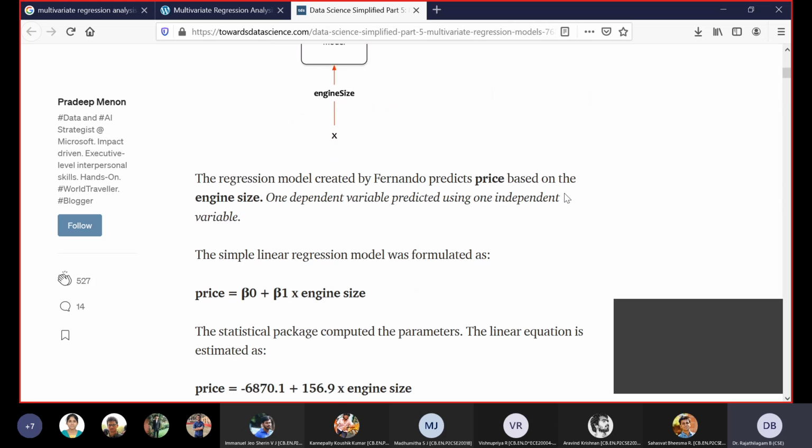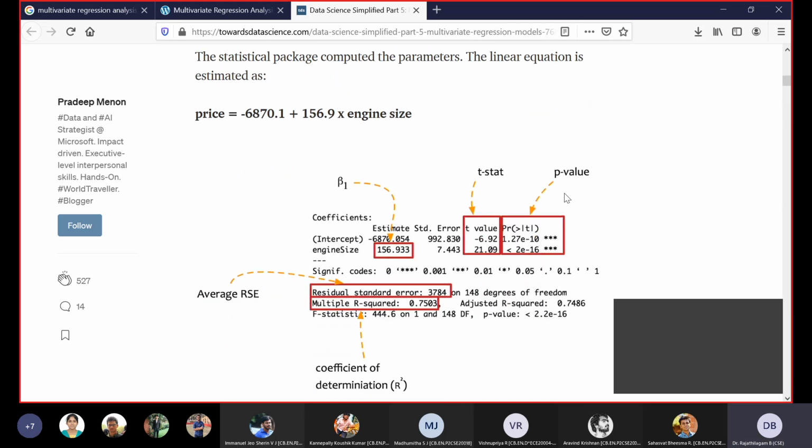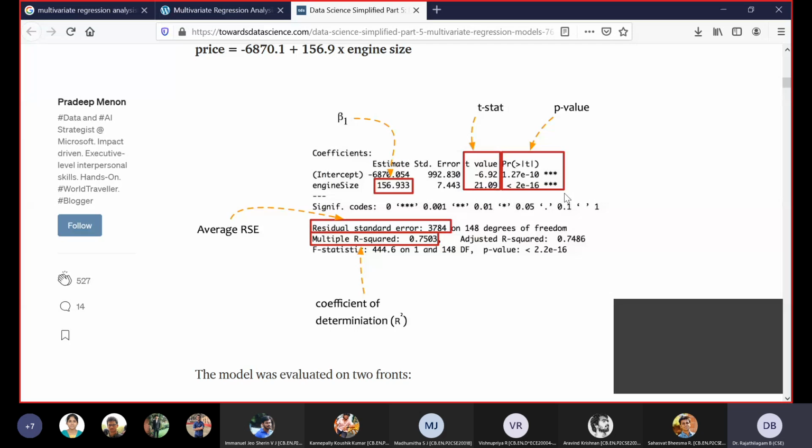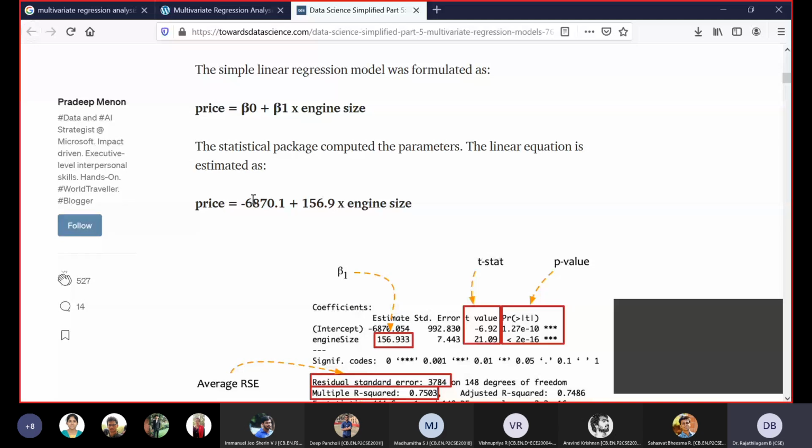Now in case we want to have more parameters, how do we estimate that? And another aspect is how do we actually interpret the beta naught and beta 1 values that we have. So if you look at beta naught and beta 1 values for one sample data, they've got something like this. The beta 1 value is 156.9 and beta naught value is minus 6870.1. This into the engine size variable actually determines the price of the car.